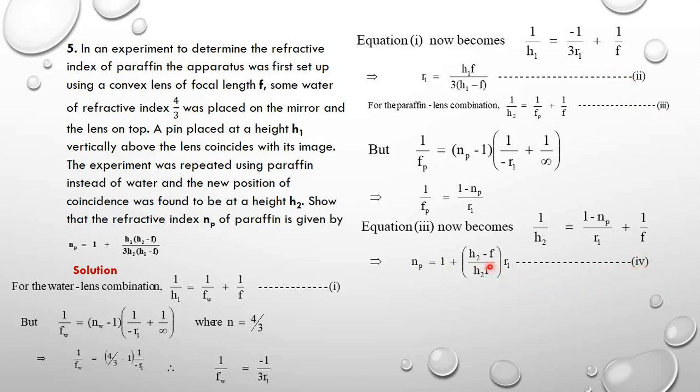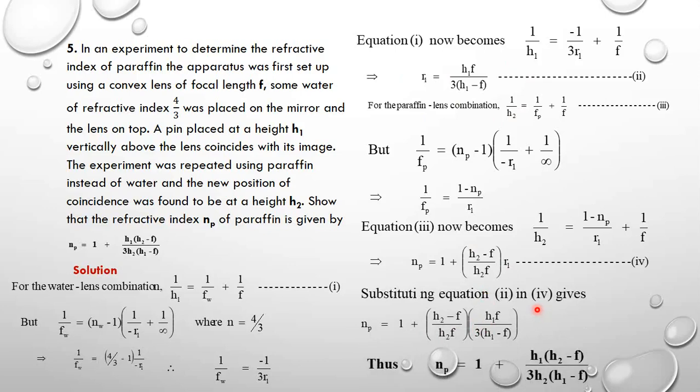Then we put equation 2 into equation 4. Where there is R1, we substitute it with this. And when we substitute and multiply the brackets, that gives us Np equals 1 plus h1 into brackets h2 minus f divided by 3h2 into brackets h1 minus f. And that is what they wanted us to prove.